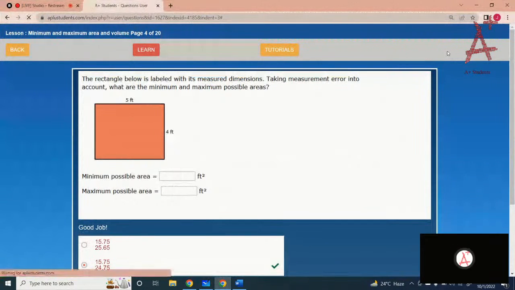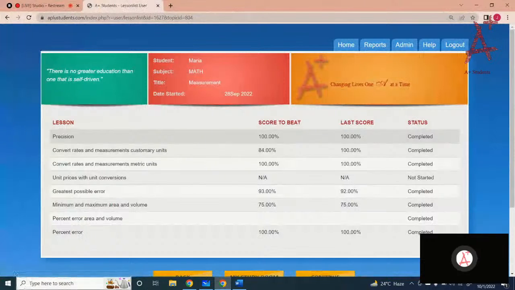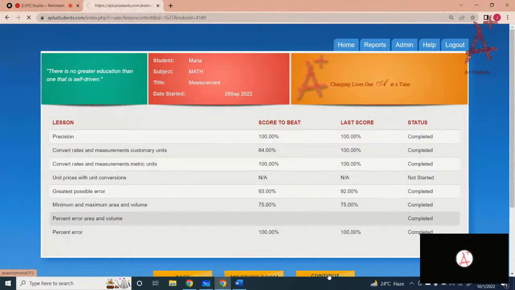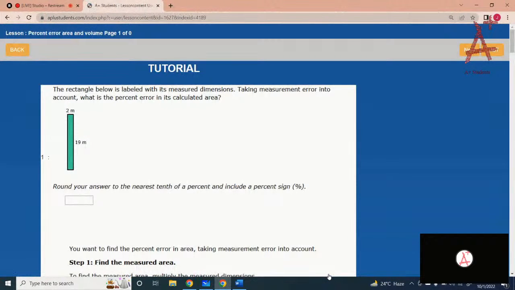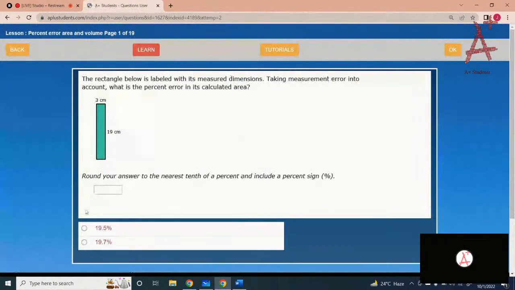Got it? Okay, let's do the practice questions from the next topic, that is percent error in area and volume. Got it? Okay, let's start with a test. So I think we have done two of the questions, so let's start with the third one.